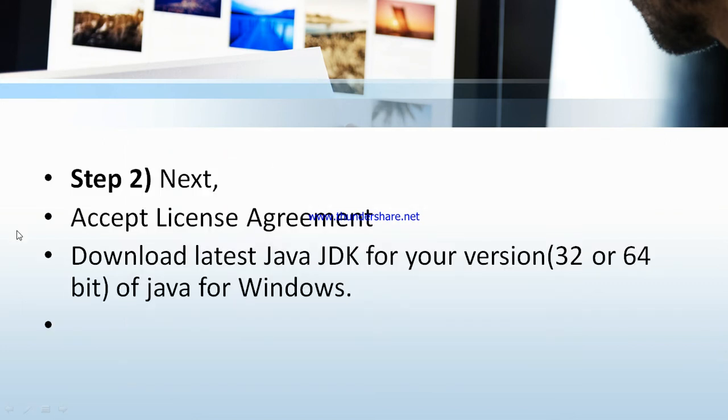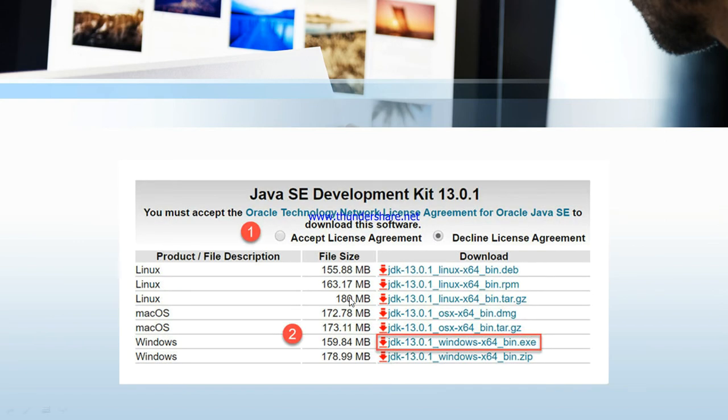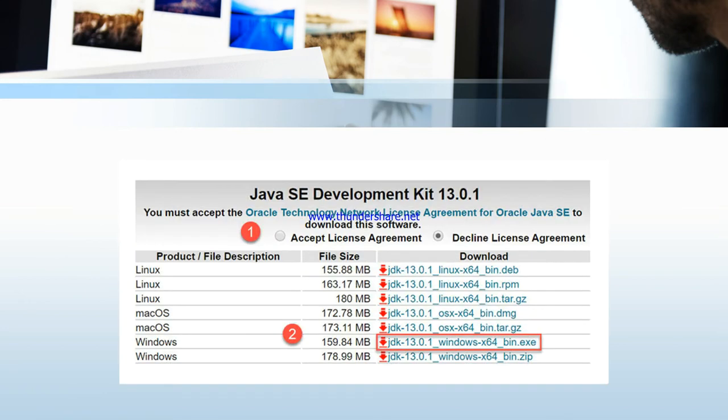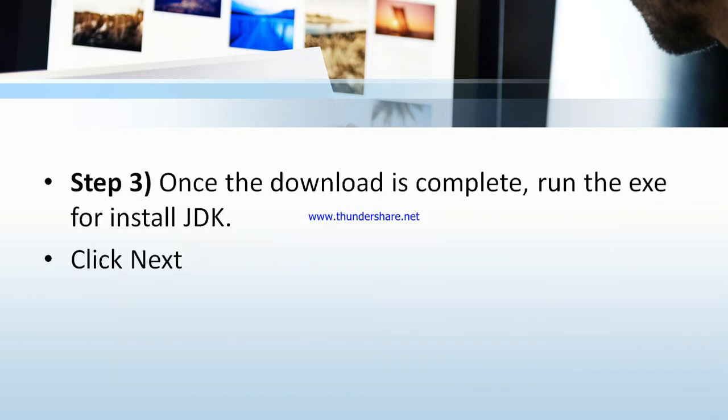Next step, accept the license agreement and download the latest Java JDK for your version, whether your computer is 32-bit or 64-bit Java for Windows. In the download option, select what your system supports. For example, if it is a 64-bit operating system, you can select JDK 13.0.1 Windows x64. After selecting, once the download is complete, run the exe to install the JDK.